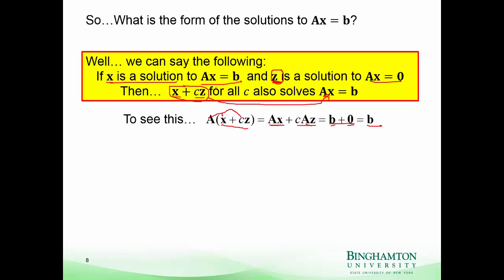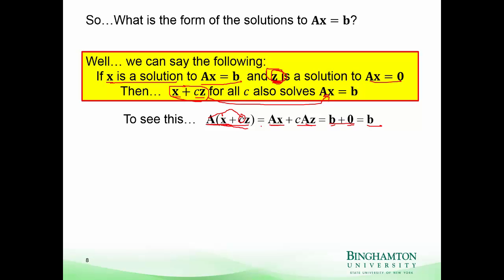So look at that. X was a solution that by itself maps to B, but so is X plus CZ for any value of C. So as soon as I have one thing in the null space, I know that there are infinitely many solutions to this problem. And it's important that you see the role that the null space plays in this. It's the null space that gives rise to the multiple solutions. So we've pretty much answered our question on the surface anyway.